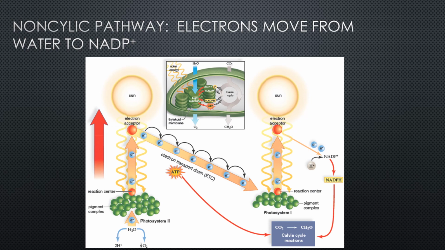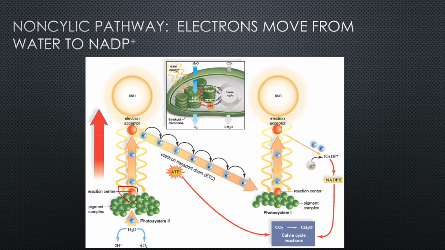So within photosystem 2, the pigment complex absorbs as much of the solar energy as it possibly can, and that energy is passed from one pigment to another until it fills up these pigments, and that energy is stored in what we call a reaction center, and you can see that right here. And that reaction center is actually a pair of chlorophyll A molecules.